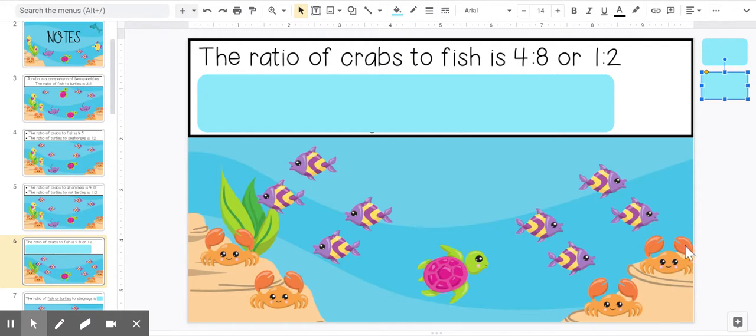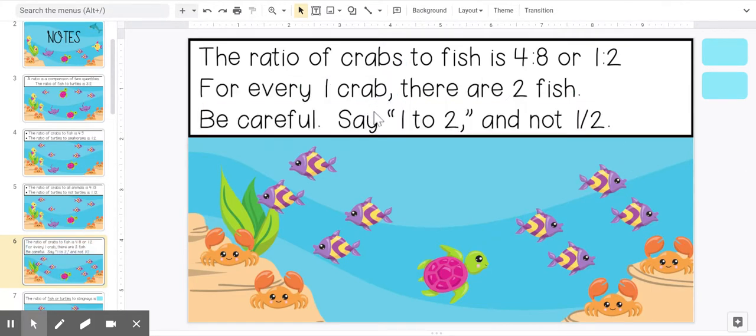Okay? That means for every 1 crab, there's 2 fish. And you can kind of see that in the picture. Each crab has 2 fish diagonally away from it. Okay, but we have to be careful that we don't accidentally say half, because half of the animals here are not crabs. Okay, so it's 1 to 2. For every 1 crab, there are 2 fish. And that's what that box says under there as well.